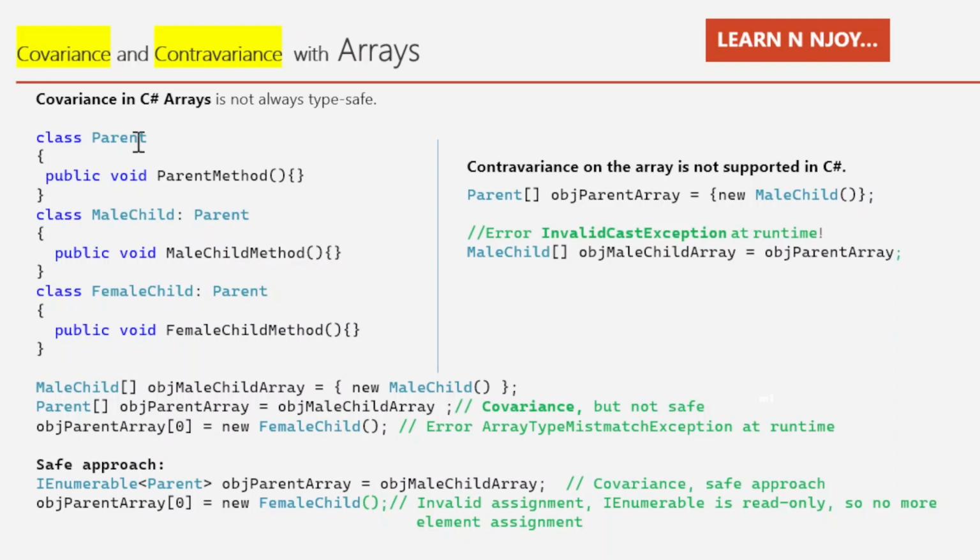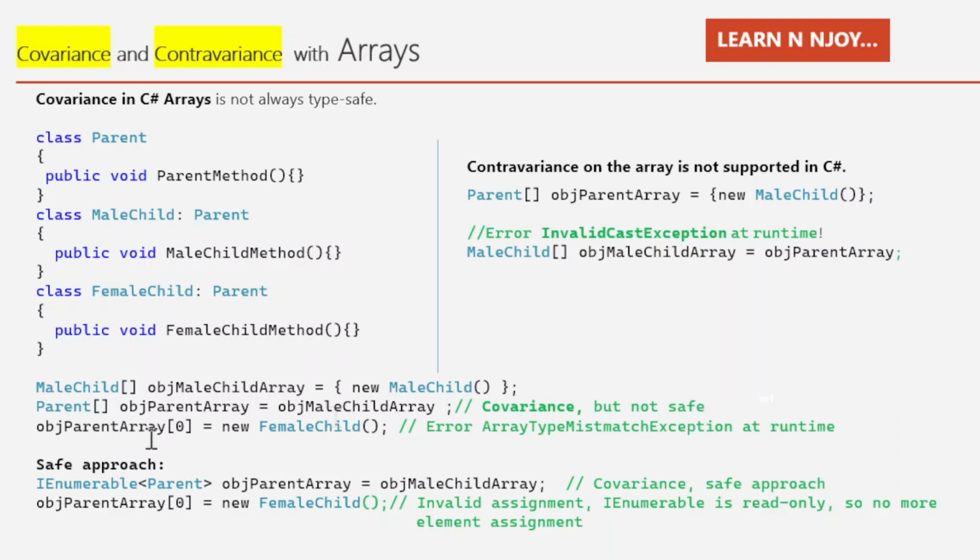So here there are three classes: parent class, male child class and female child class. Male child class and female child class inherit the parent class, and that's what I have written: class MaleChild : Parent, class FemaleChild : Parent, right? So the parent, male child and female child classes have parent method, male child method and female child method respectively. Now there is a male child array named objMaleChildArray that contains the male child object. Then there is a parent array named objParentArray where I am assigning the object of the male child array. So that's the covariance where implicit conversion is happening, but it is not type safe.